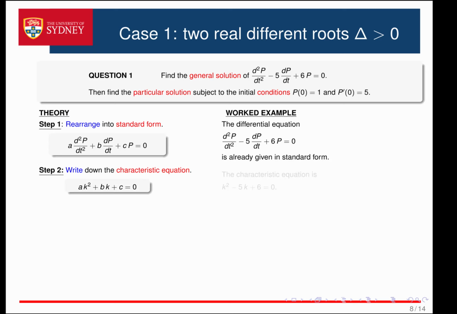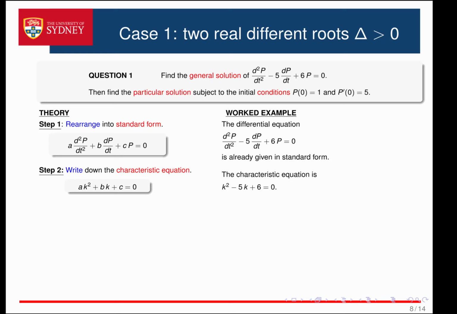Step 2. We then write down a very special quadratic equation called the characteristic equation, sometimes also called the auxiliary equation. To produce the characteristic equation, we replace the second derivative, d2p dt squared, with k squared, the first derivative dp dt with k, and p with just 1. Please note that it doesn't matter which symbol we use in the characteristic equation. Here we have just chosen k, but some courses use the Greek letter lambda, or m for instance.